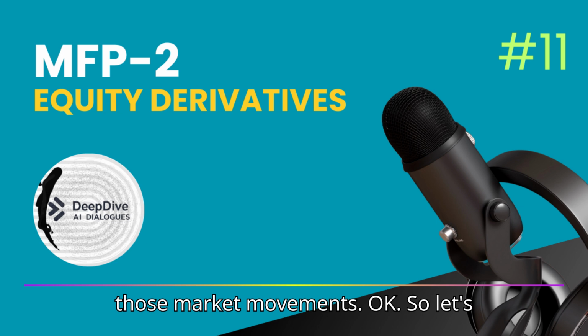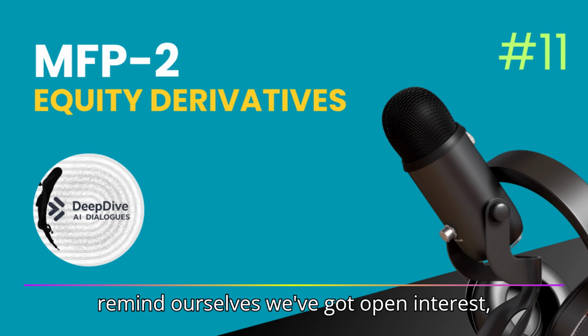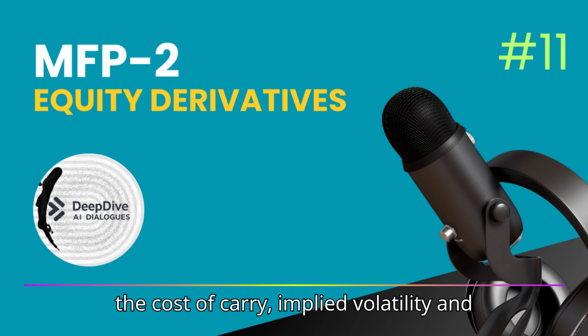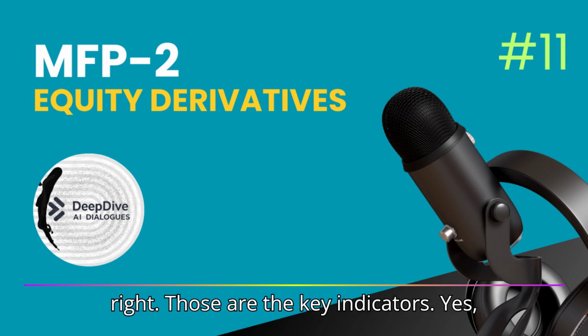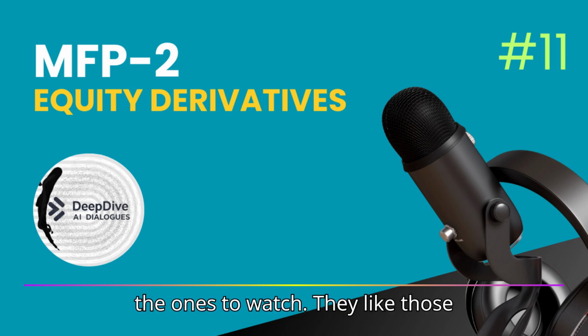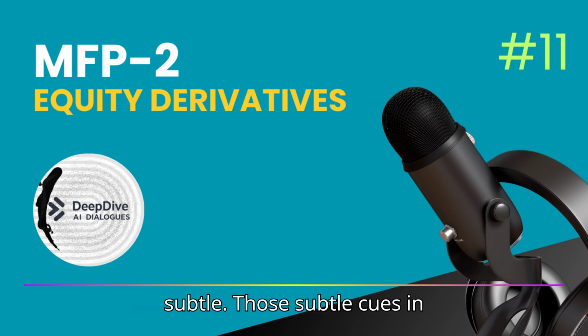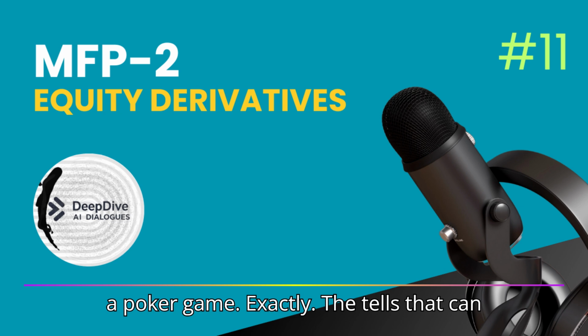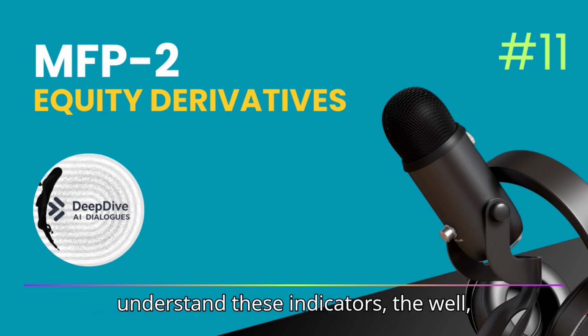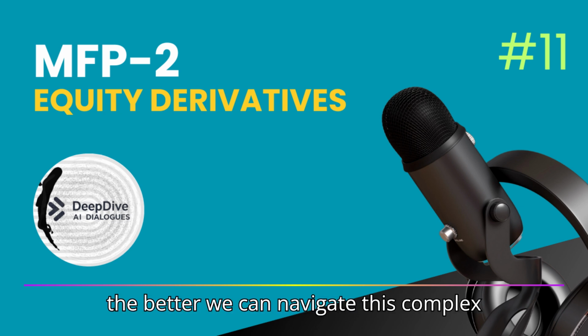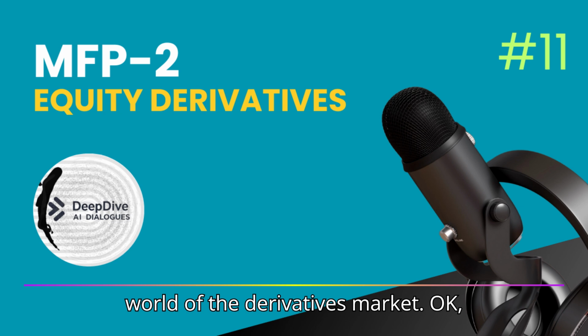Okay, so let's remind ourselves. We've got open interest, the cost of carry, implied volatility, and the put-call ratio. Those are the clues, right? Those are the key indicators, yes. The ones to watch. They're like those subtle cues in a poker game. Exactly. The tells that can give you that edge. Right. And the more we understand these indicators, the better we can navigate this complex world of the derivatives market.